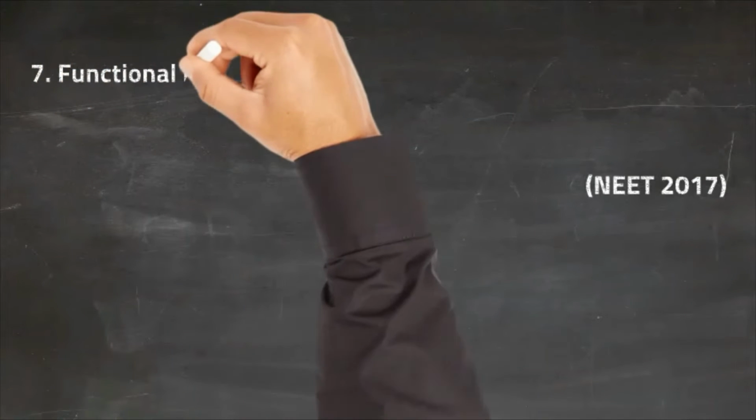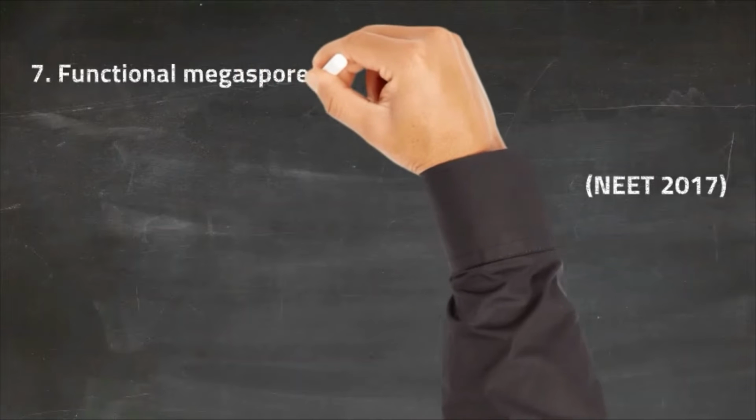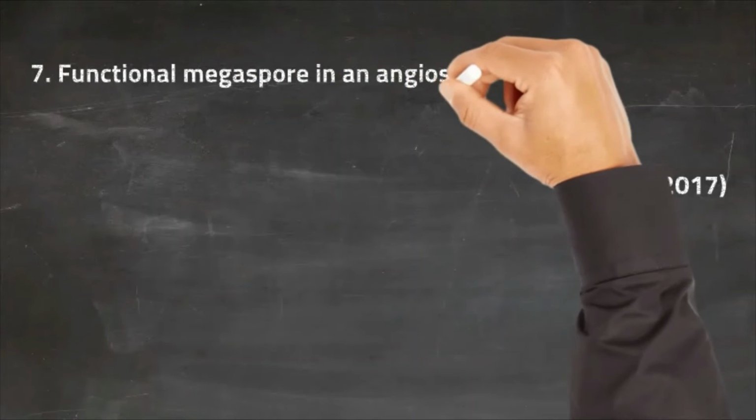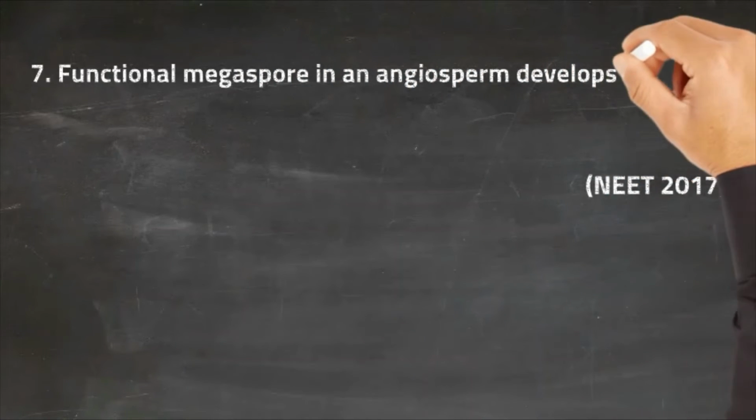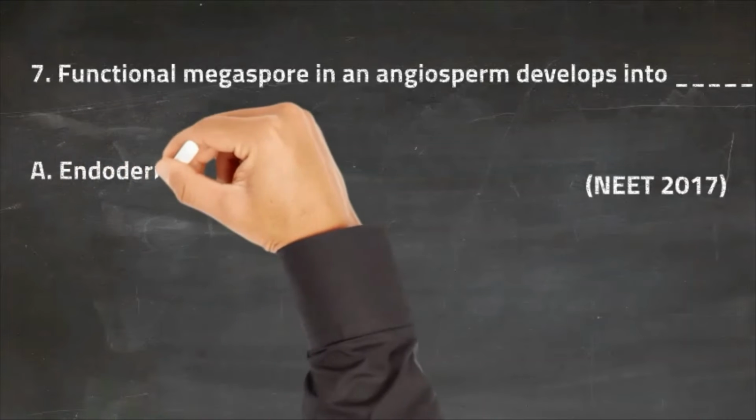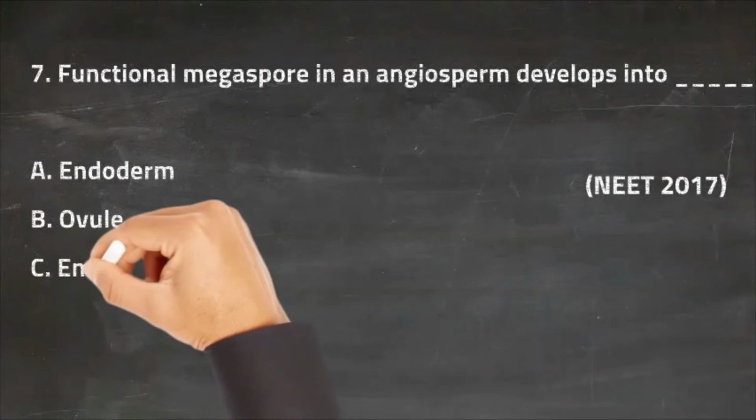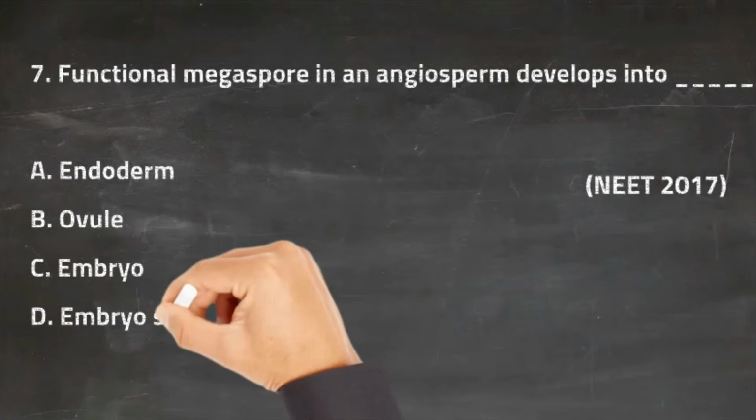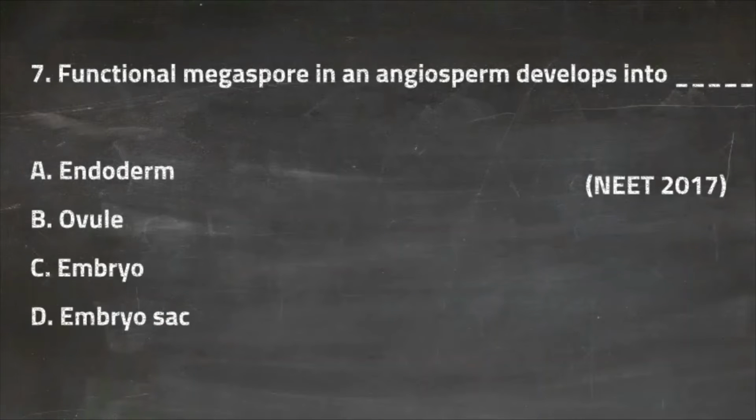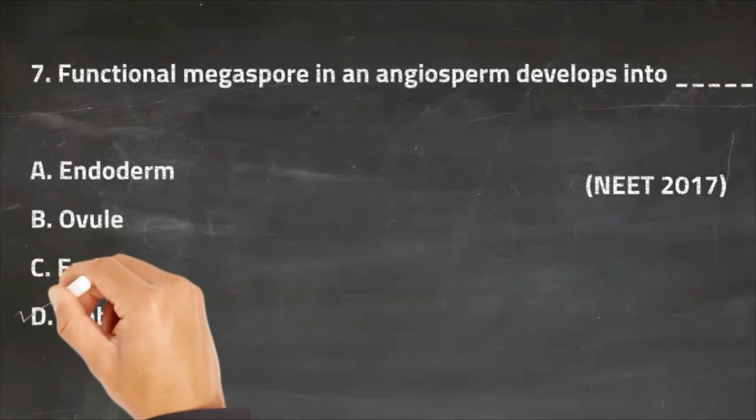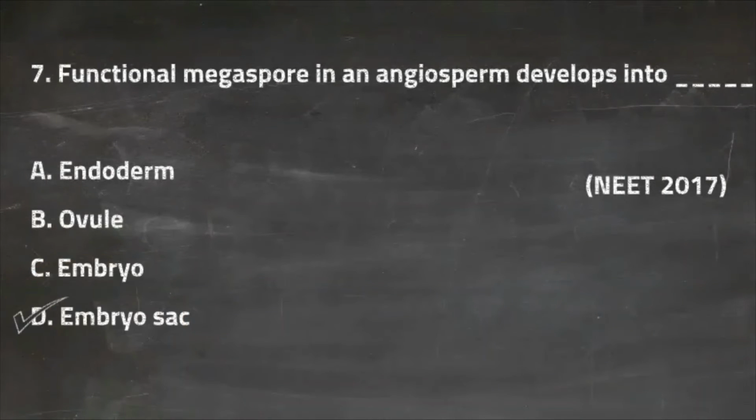So the seventh question for this particular lecture is functional megaspore in an angiosperm develops into dash. So the first option is endoderm, and the second option is ovule, and the third option is embryo, and the last option is embryo sac. So the right answer for this question is option D, and that is embryo sac.